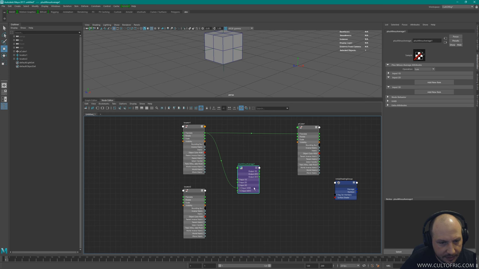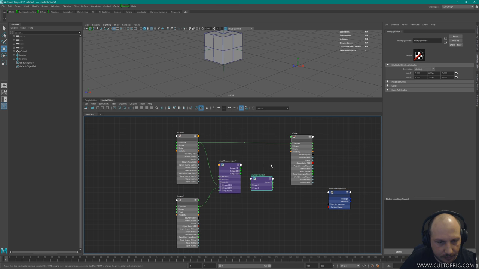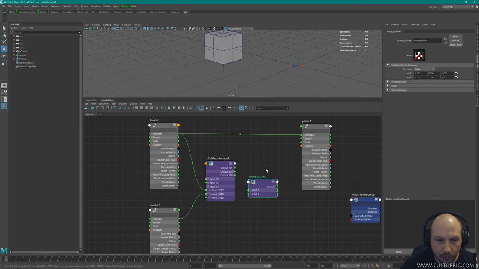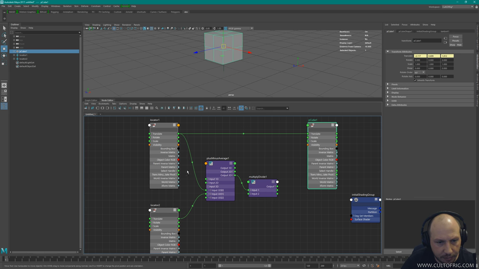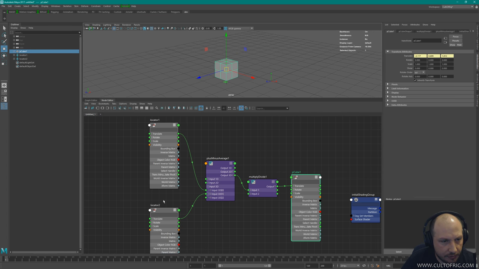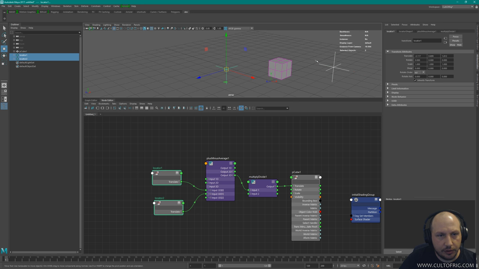So let's take a very simple graph and look at what is going on. We want to do an average, but because the average node will do it all at once, we don't want that. We want a couple of nodes to talk about these. We are going to take these and do the average by hand. So I have two inputs, I'm adding them, then I'm dividing by two, and then I'm getting that output in the translate of the cube. So my expectation here is that as I move either of these locators, the cube will end up in the middle. There you go, we have it working.